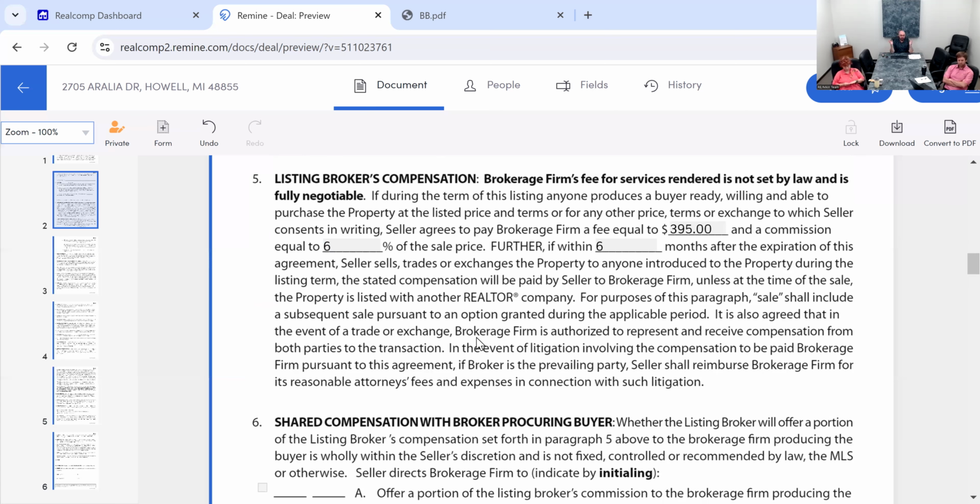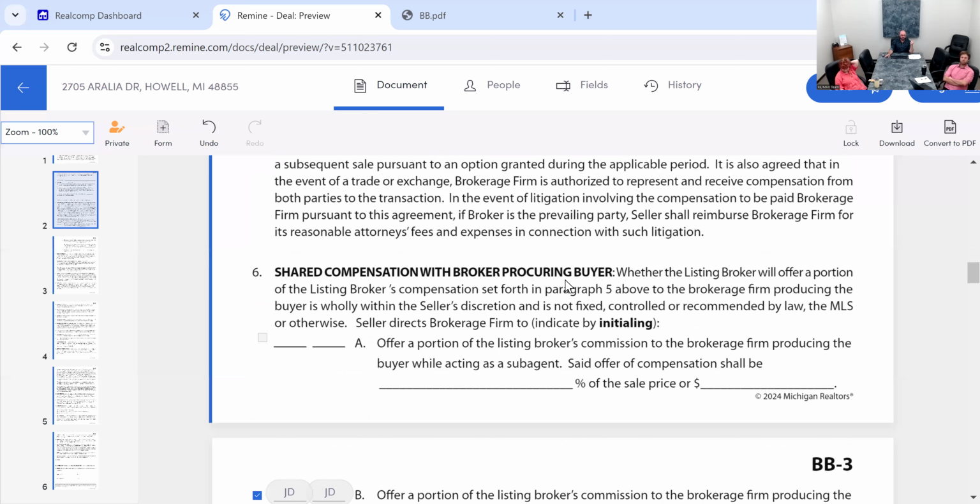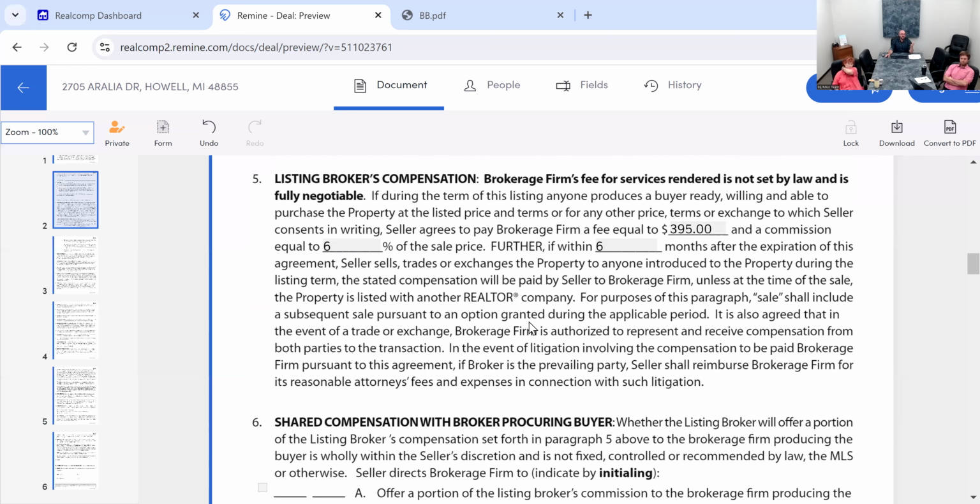So now, arguably speaking, if a buyer comes along that is unrepresented, there is no shared compensation because there is no broker procuring the buyer. So in theory, you don't have to share any of that 6%. Now, I know Bill has a different opinion as to what we should do in that situation. And it's on each of us to decide for our own business practices and client relationships.